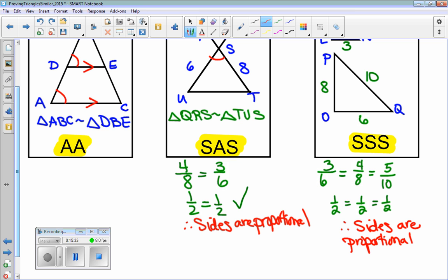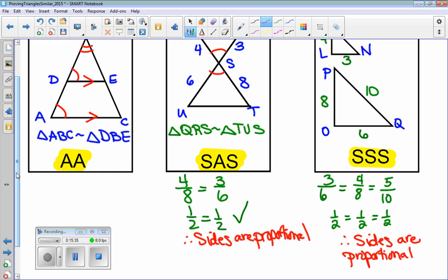Okay? So there are 3 ways to prove triangles similar. And these are your 3 ways: angle, angle; side, angle, side; and side, side, side. Okay? So keep this little flip chart off to the side for me.